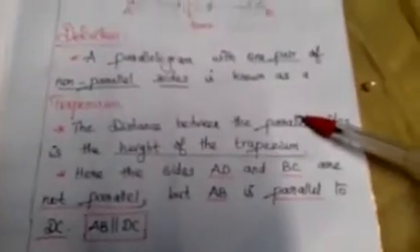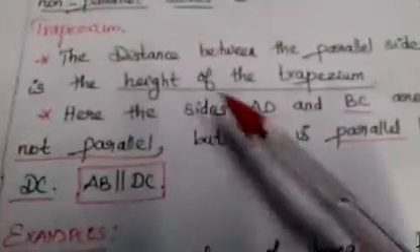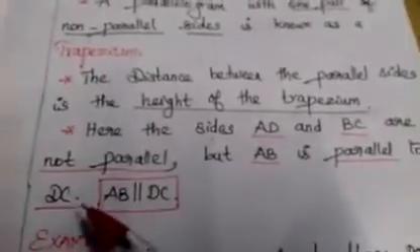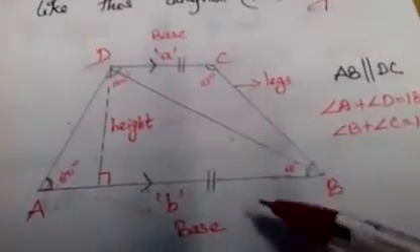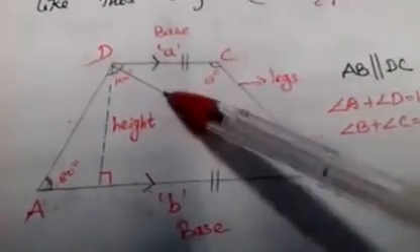Okay, students, the distance between the parallel sides is the height of the trapezium. Here the sides AD and BC are not parallel. See, where is AD? AD and BC are not parallel, but AB is parallel to DC. Where is AB in the diagram? This is AB and DC. These two lines are parallel. I have drawn two marks on the lines, did you see? That is the symbol for parallel. So AB is parallel to DC.